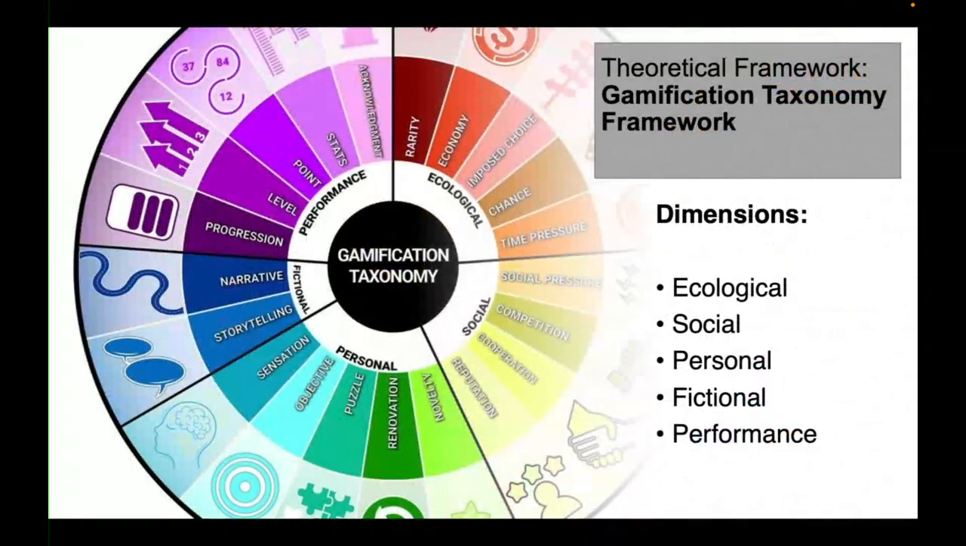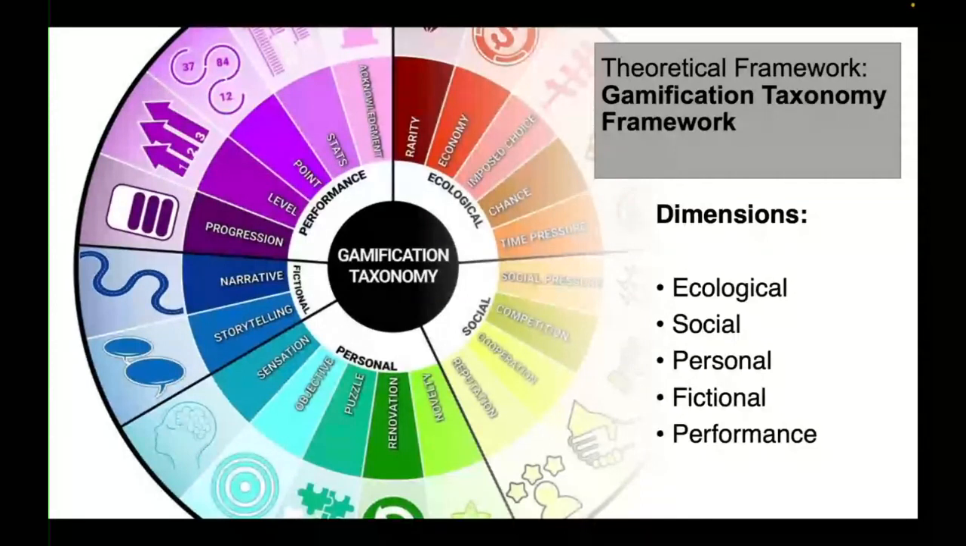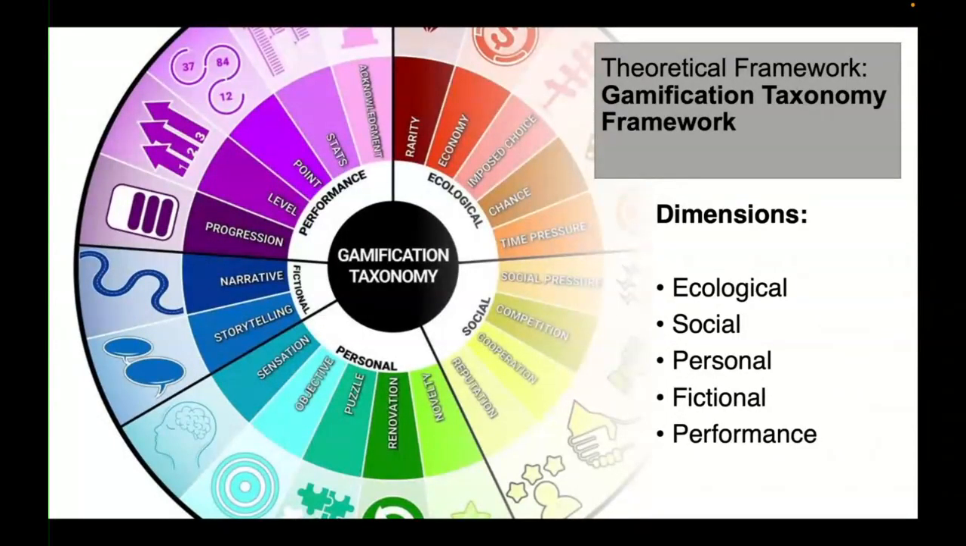This study adapted the gamification taxonomy framework to investigate the gamification elements within Book Widgets. Let's take a look at the ecological dimension. They include elements such as rarity, economy, imposed choice, chance, time pressure. In the social dimension, elements include social pressure, competition, cooperation, reputation. In the personal dimension, elements include sensation, objective, puzzle, renovation, and novelty. In the fictional dimension, elements include narrative and storytelling. In the performance dimension, elements include acknowledgement, stats, points, level, and progression.